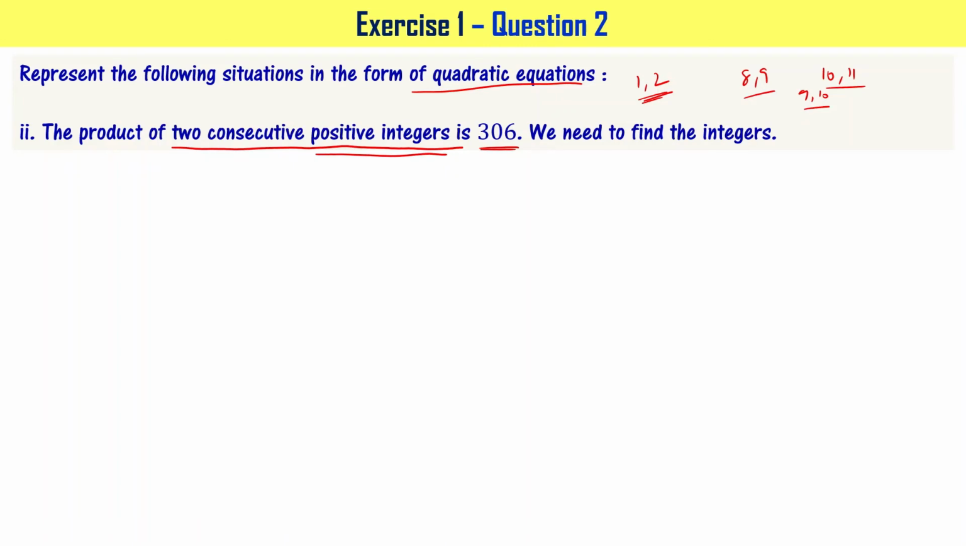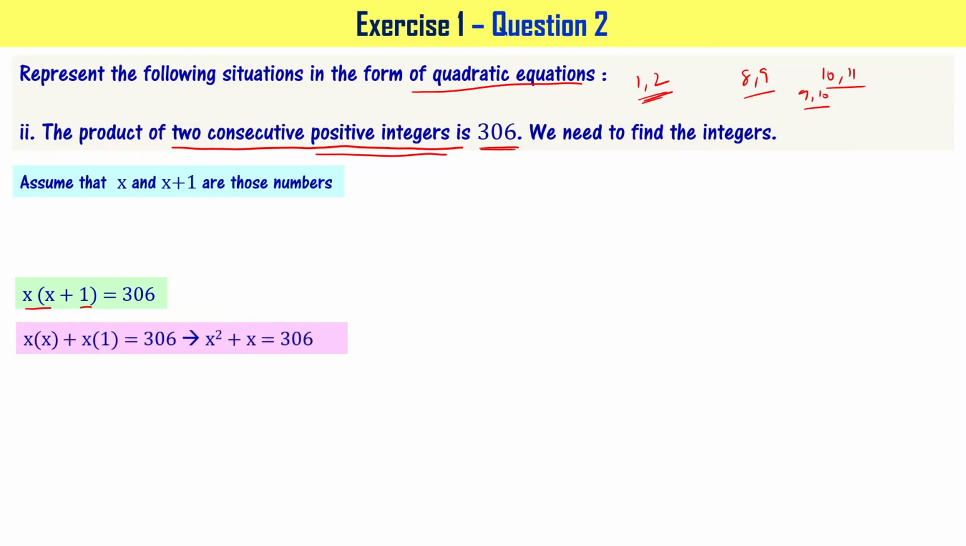So now, with that idea in mind, let us assume that x and x plus 1 are the numbers. These are the two consecutive positive integers. And the problem statement says that the product of these two numbers is equal to 306. That can be written as x times x plus 1 equal to 306, right? Now let me simplify LHS. x times x plus 1 times x equal to 306. That can be written as x square plus x equal to 306.